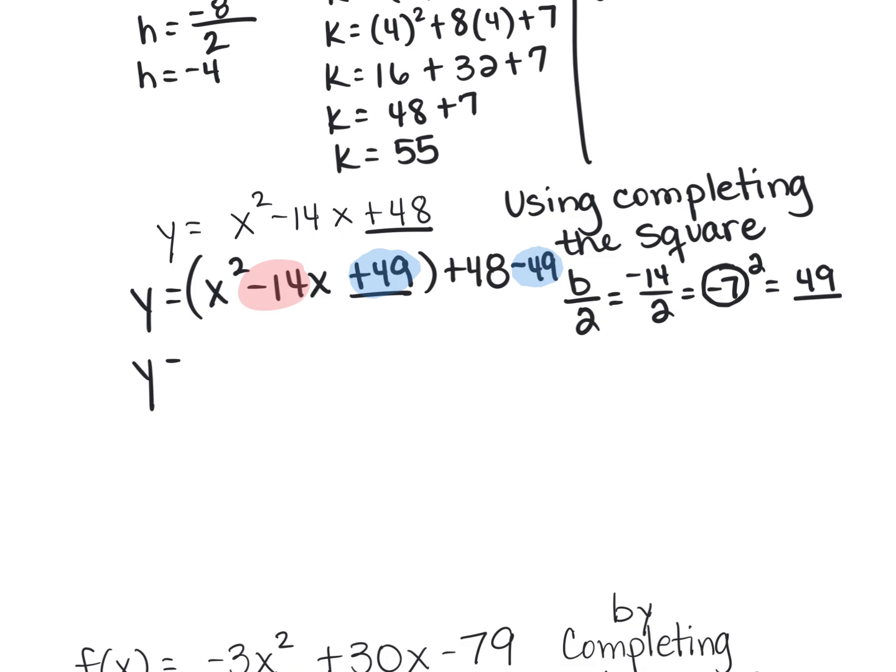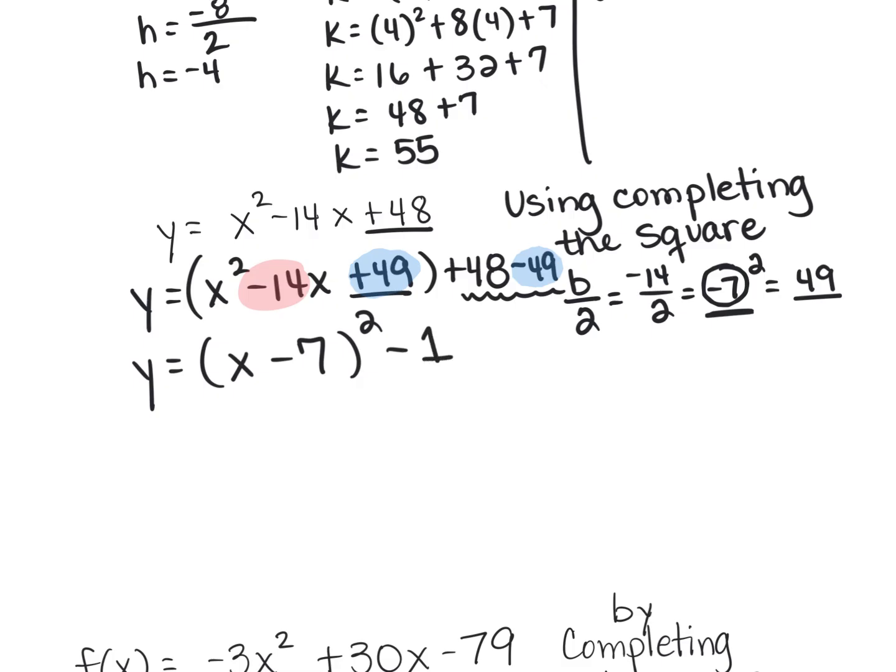So this is going to give me y equals, and now I'm ready to factor this. In order to factor this, I just need the variable that I started with, and then I need this circled number right here. So this is x minus 7 quantity squared. And the last thing that I need to do is just combine these two. So 48 minus 49 is negative 1.